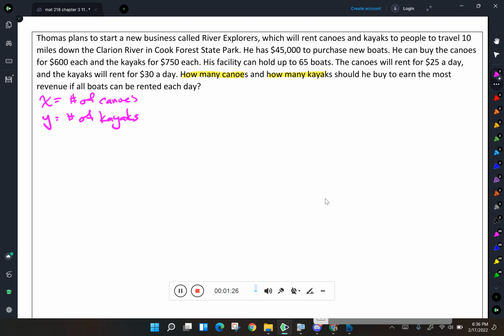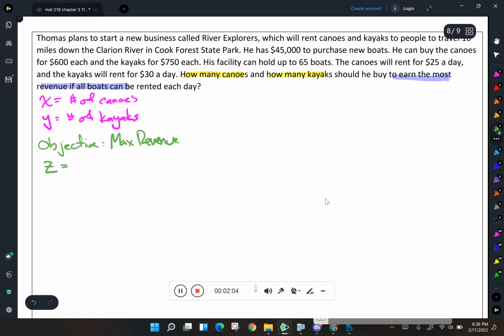Let's see. I need some inequalities and I need an objective. Now, the objective was stated here. Earn the most revenue. So that means that my objective is to maximize revenue. And if my objective is to maximize revenue, then when I build this equation, I know this is going to be my revenue equation.